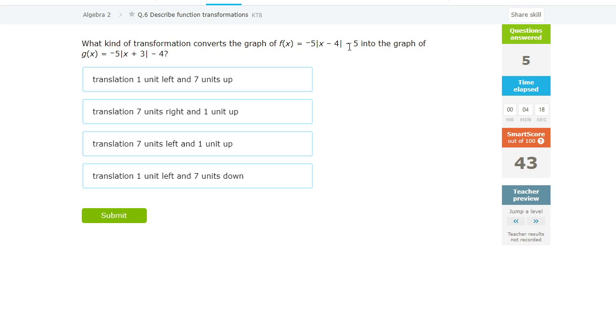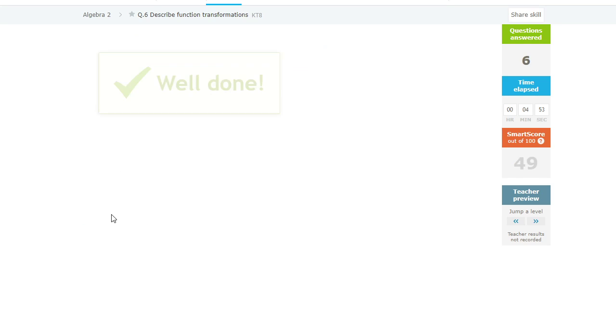Looks like now 2 values changed, right? The -5 became a -4. So that means you add 1 on the outside. If you add 1 on the outside, you're moving up 1 unit. If I'm going to eliminate some answers, I can eliminate the first one and the last one, because only these have 1 unit up. So definitely one of these. Now on the inside, I went from -4 to +3. That means I have to add 7 to -4 to get a +3. If you add 7 on the inside, you're going to be moving to the left. So 7 units left, 1 unit up.